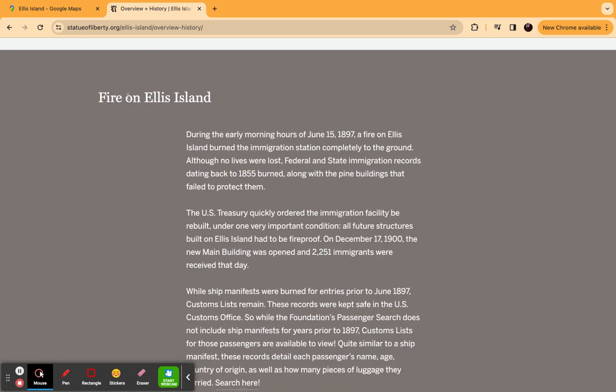As I scroll on, it's talking about a fire on Ellis Island. Well, that has nothing to do with my topic in reference to the location. So if I don't want to, I don't even necessarily have to read that section because I know that's not on the topic related directly to my question.